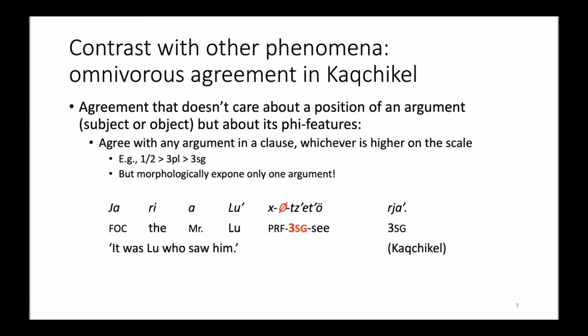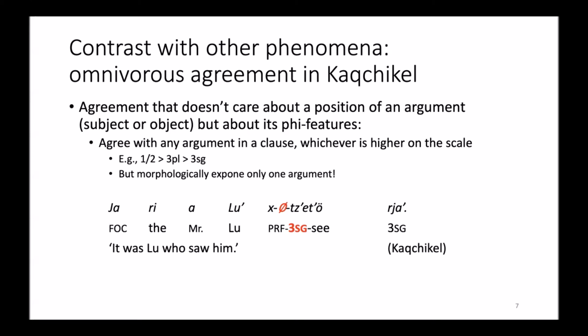So today I'm going to be talking about omnivorous agreement in Kaqchikel, which is the type of agreement that doesn't care about position of an argument or its case marking or something, but really it cares about the Phi-features of the arguments. So it wants to agree with any argument in the clause, whichever is higher on some language-specific scale. In Kaqchikel, it would be first or second person over third plural over third singular. And what is important is that you can morphologically expound the Phi-features of only one argument.